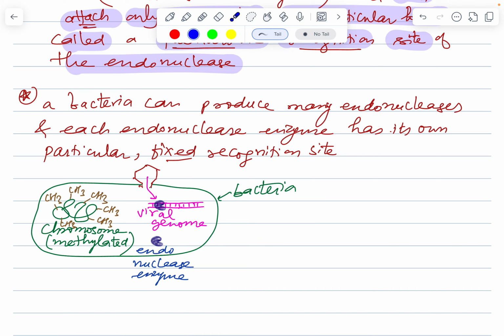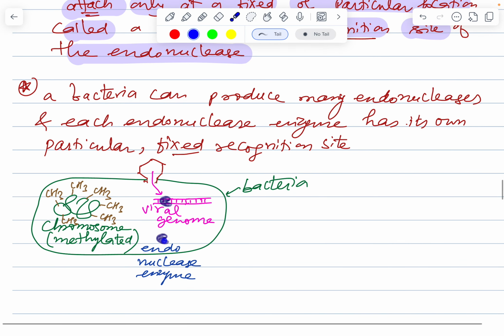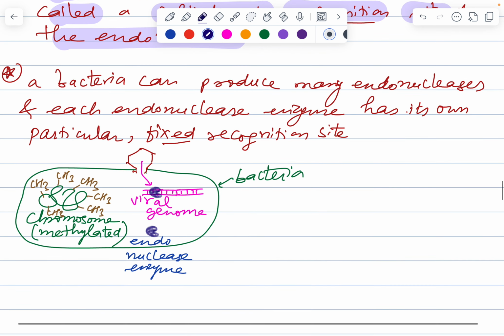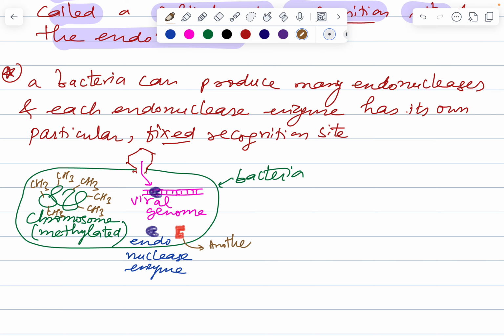Okay, a bacteria can produce many endonucleases. Yeah, one more thing. This is one endonuclease that has been produced by the bacteria. It attaches to the viral genome over here and cuts it. At the same time, is it compulsory that the bacteria will be able to produce only one endonuclease? Of course not. The bacteria may produce one more endonuclease with maybe a different type of shape. So as I've told you, the same bacteria can produce endonuclease enzymes of many types. Here is another endonuclease produced by the same bacteria.